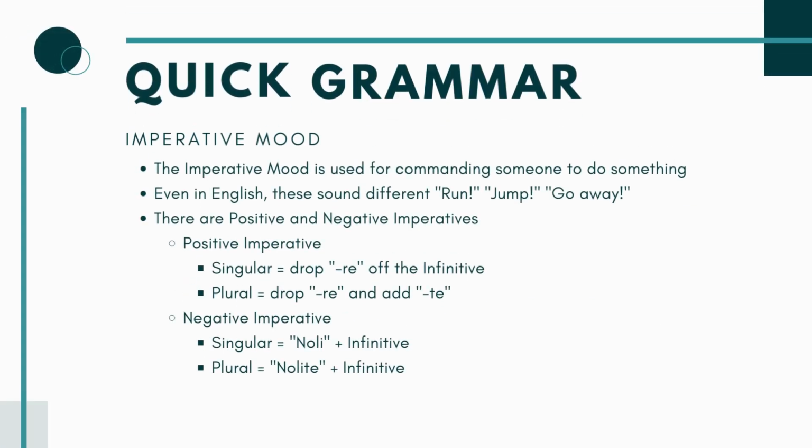The other thing that gets included in Chapter 17's grammar is something called the imperative mood. Okay. Now, the imperative is used for commanding someone to do something. And you can actually hear it in English. When you make a command in English, it sounds different. So when you say run, jump, go away, right? That's different than saying I run or you run or they jump or we should go away, something like that. There's no person attached to it, right? It's because you're just generally commanding someone. So even in English, it sounds different.